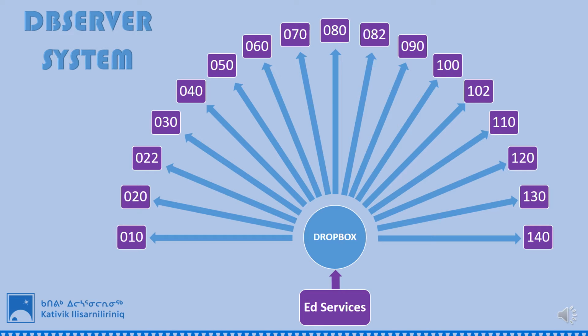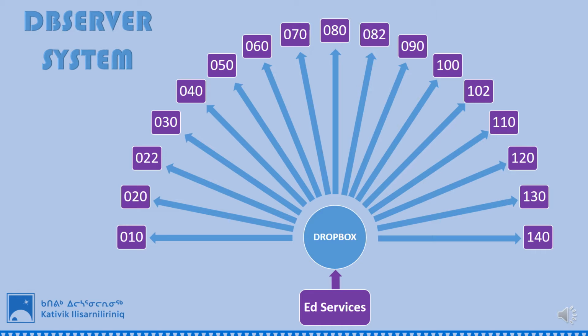Since limited satellite bandwidth in Nunavik makes accessing the internet a constant challenge, we set up the Dbserver system to ensure that every teacher can have fast, easy, and equitable access to Kativik program materials and resources, regardless of the school or community's internet accessibility.